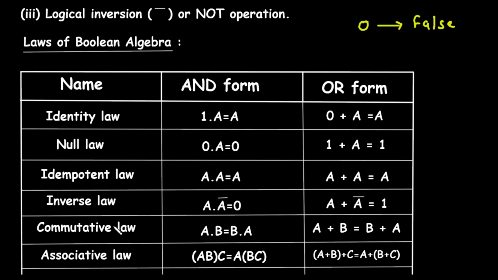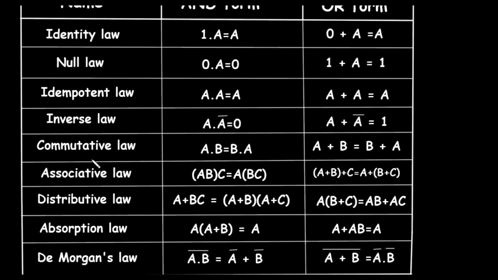Then next is commutative law. This is a familiar one from regular math. It says the order doesn't matter. So A dot B is equal to B dot A in case of AND form, and in case of OR form it is A plus B is equal to B plus A.